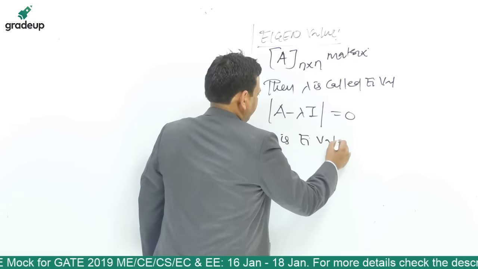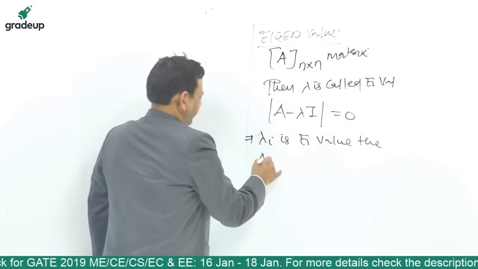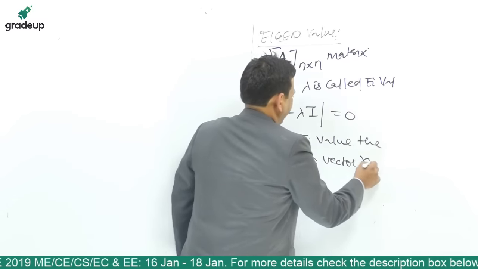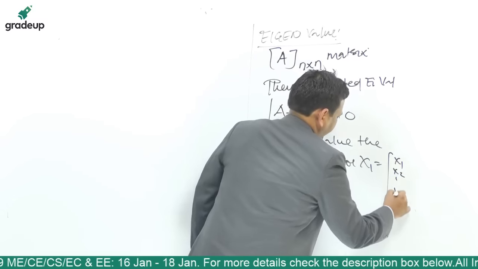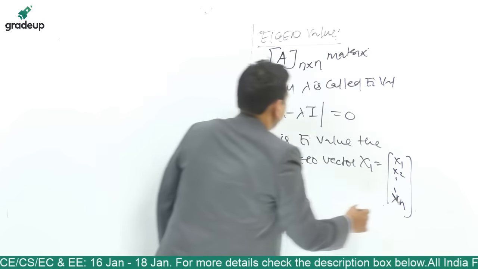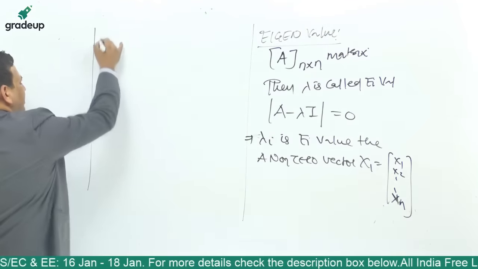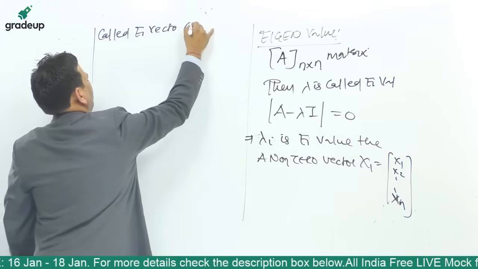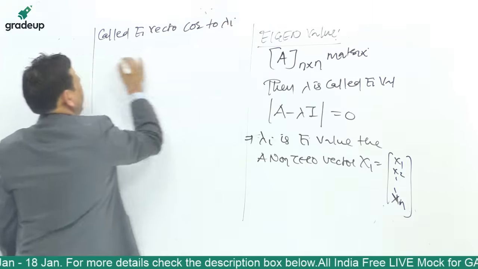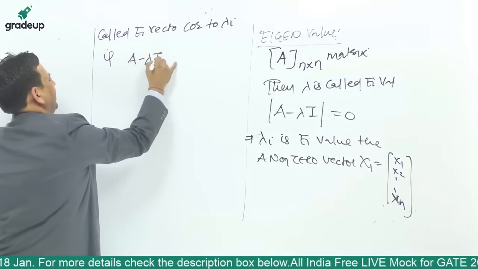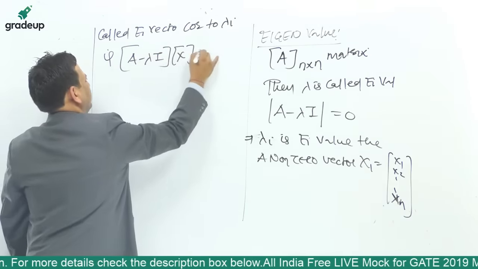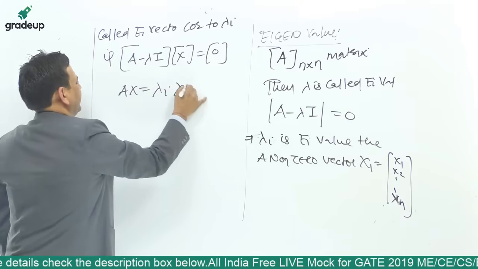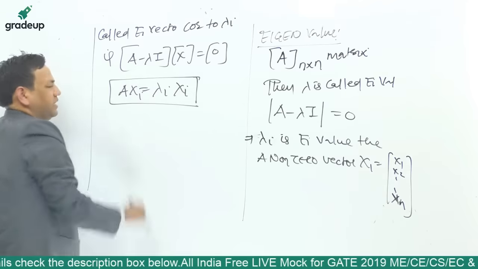And if lambda is an eigenvalue, then a non-zero vector xi, which is x1, x2, up to xn, is called the eigenvector corresponding to lambda i if (A minus lambda I) into x is equal to 0, or A into x is equal to lambda i into xi. Both are the same thing.